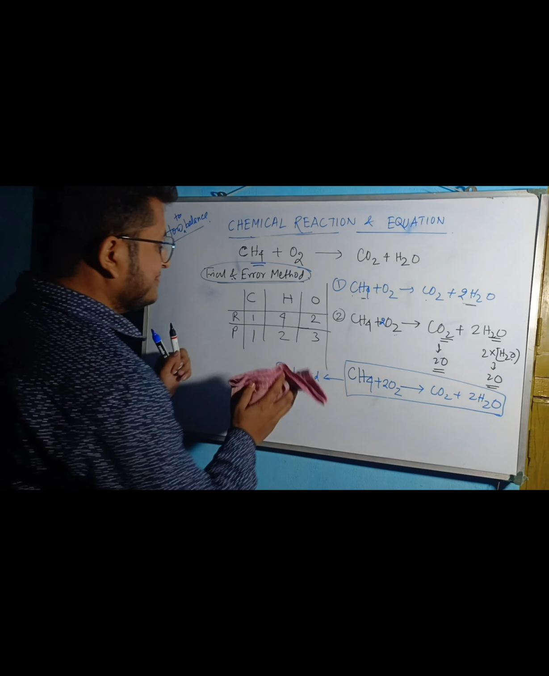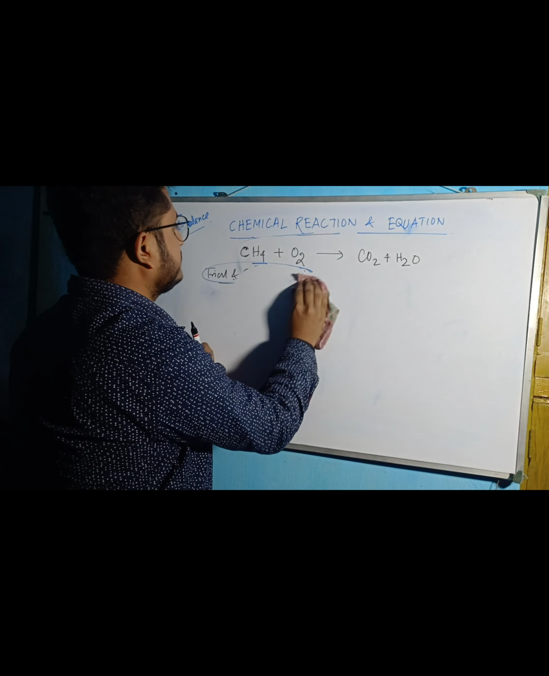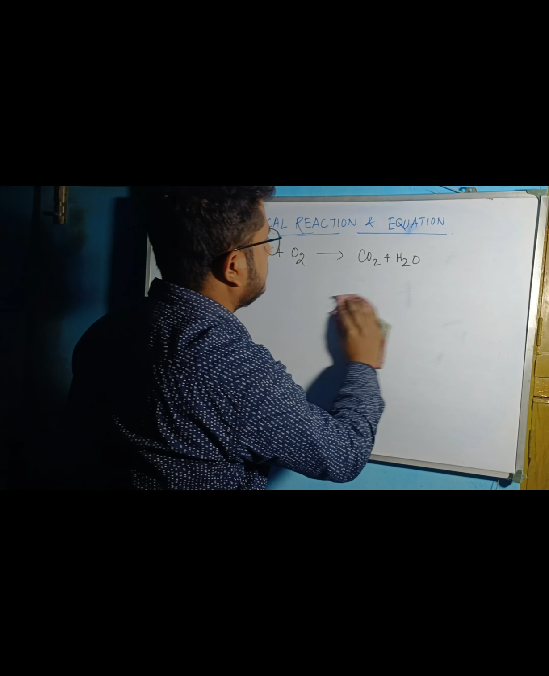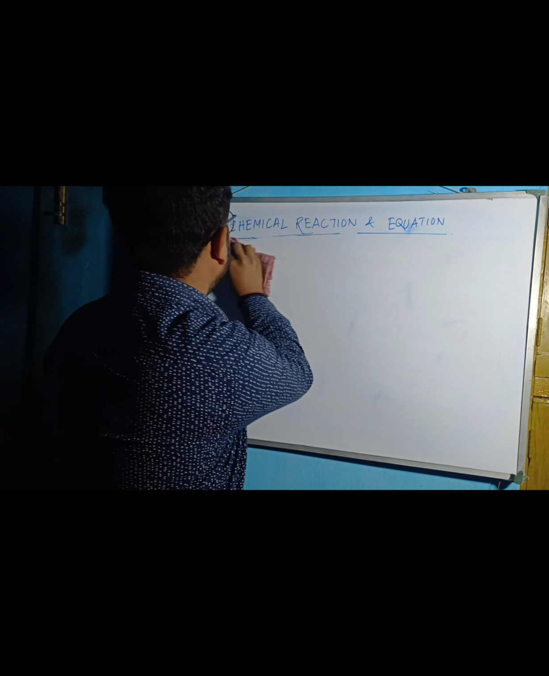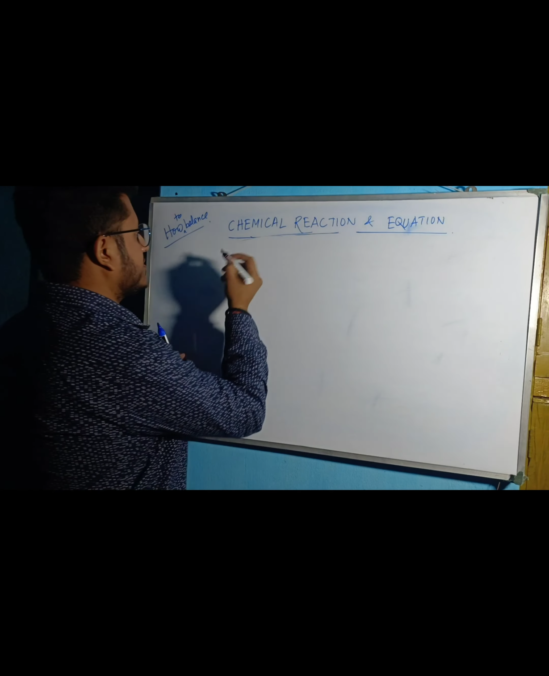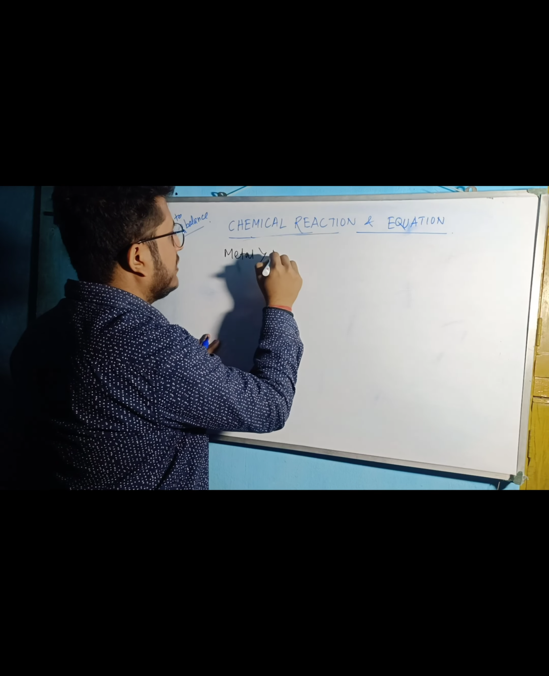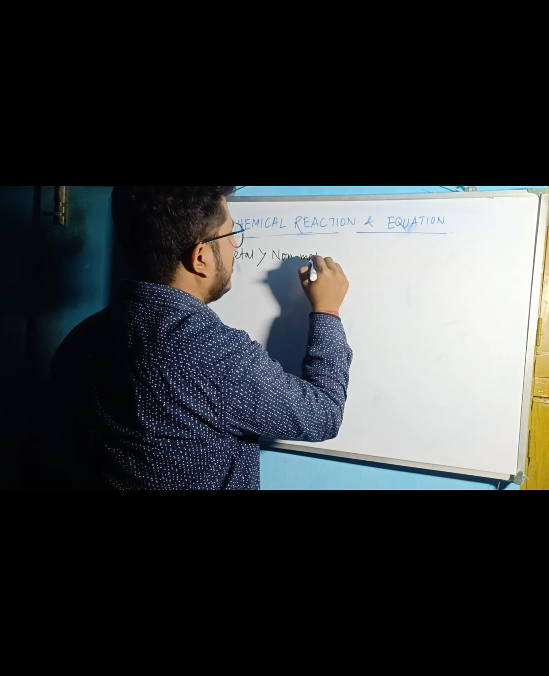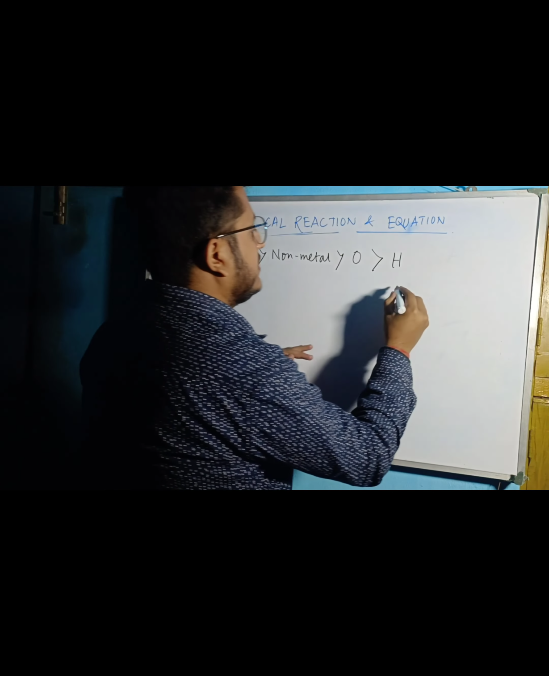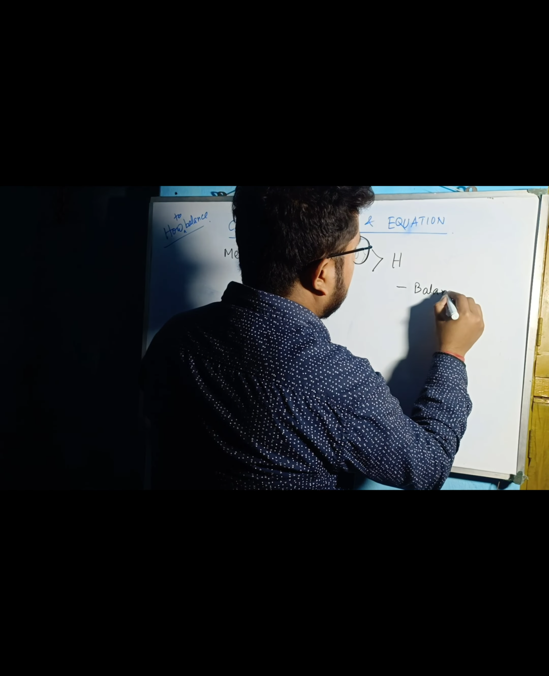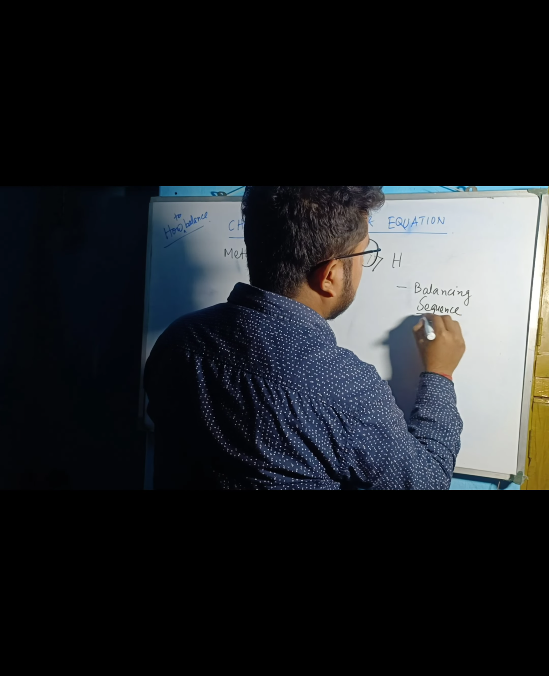Now the second type is, but before going to the second type, I will tell you some examples. Just remember the form: metal, then non-metal, then oxygen, and then hydrogen. It is the balancing sequence.